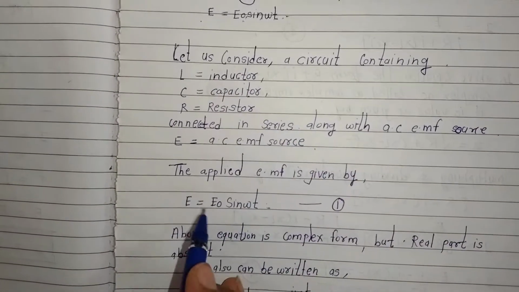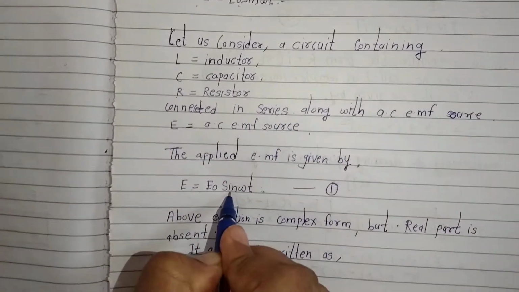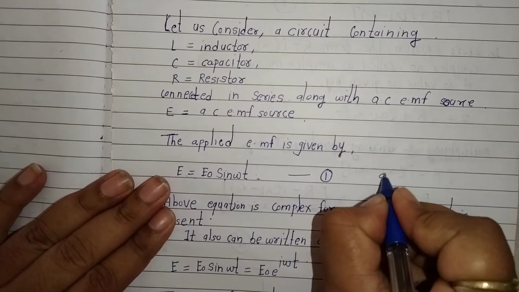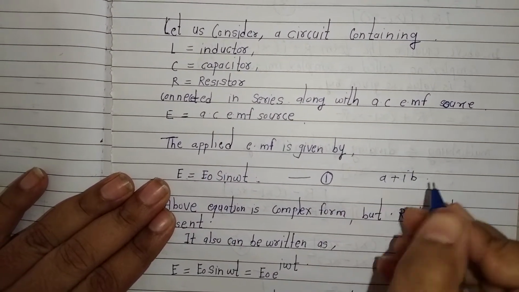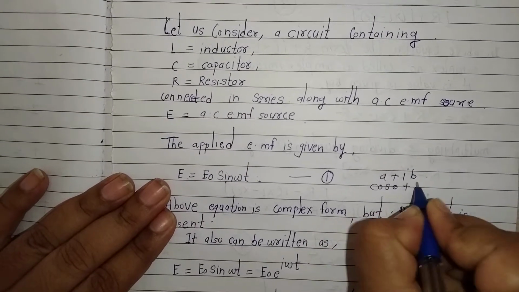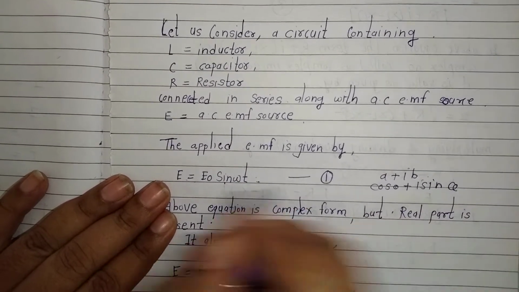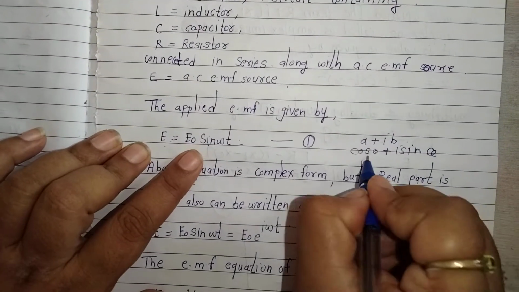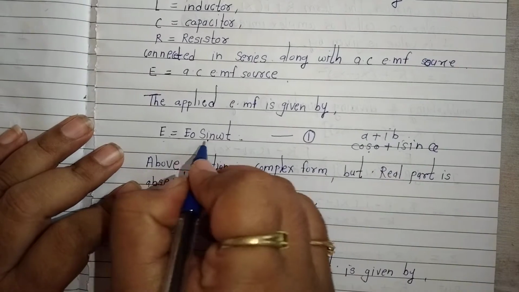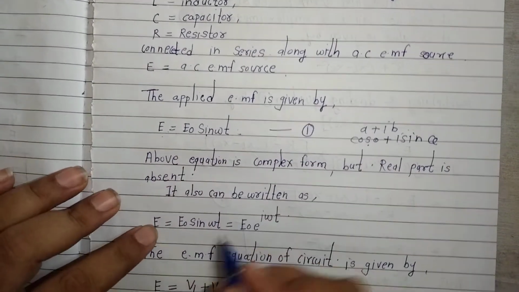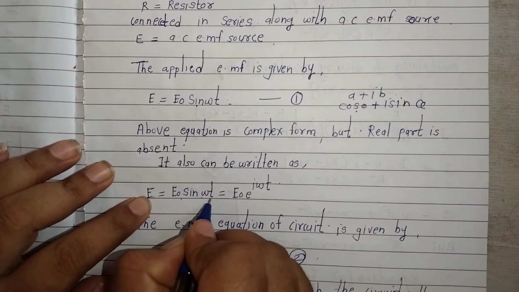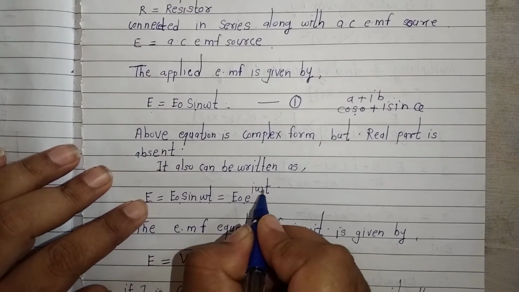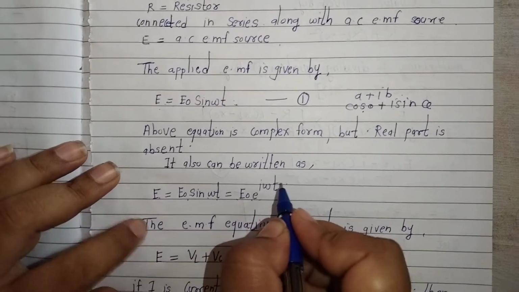This above equation is in complex form. We know the complex form is A plus iB, which means cos theta plus i sin theta. So this is the E equals i sin theta form. Cos theta is absent, so here the real part is absent. We get E equals E0 sin omega t. In exponential form it can be written as E0 e raised to i omega t.